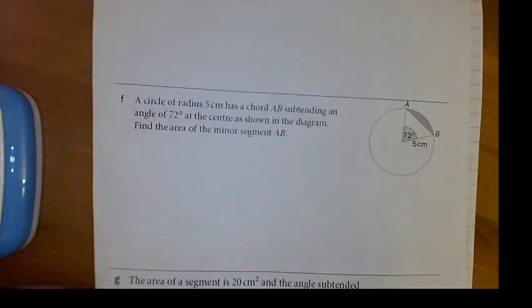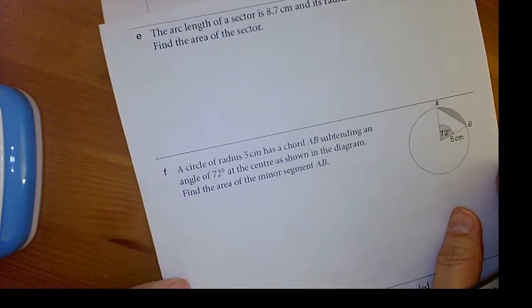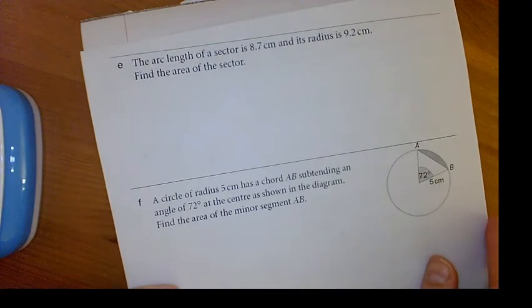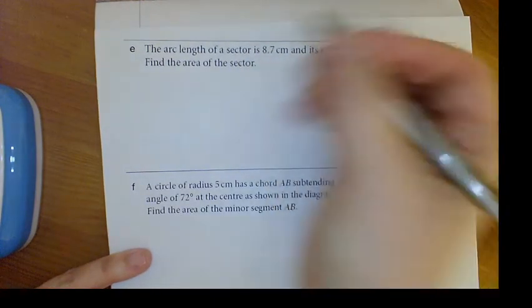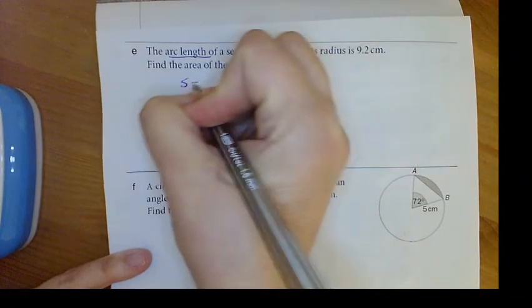Right, moving on to the back now. E. The arc length of a sector is 8.7 and its radius is 9.2. We need to find the area. So we're going to go backwards on this one. Arc length, S equals r theta.